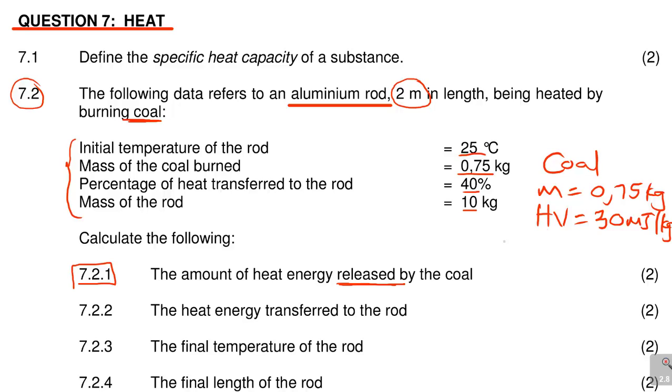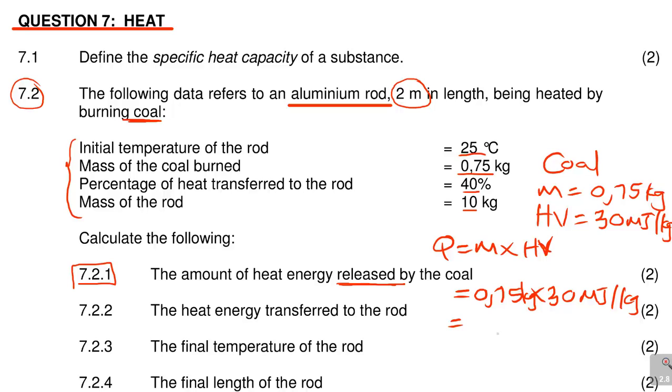So now there is a formula that connects M and HV, which says Q is equal to mass times HV. Do you see that? It is the mass times the heat value, which is equal to the mass of coal, which is 0.75, times the heat value, which is 30 megajoules per kg. I'm just including those units. Let me just put kilograms there.